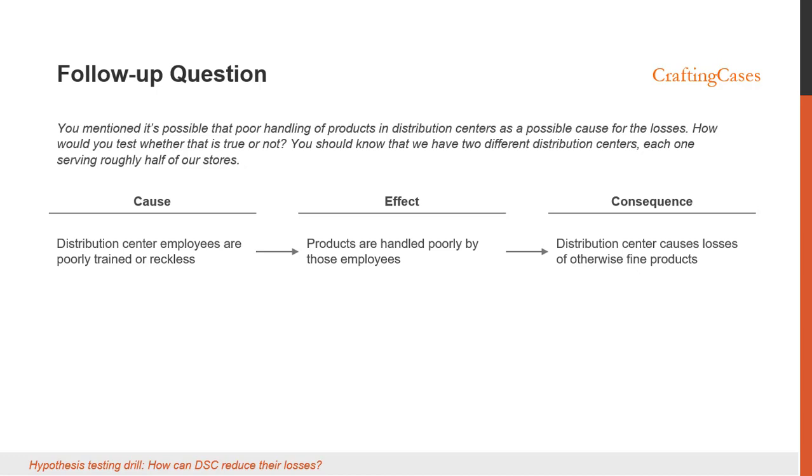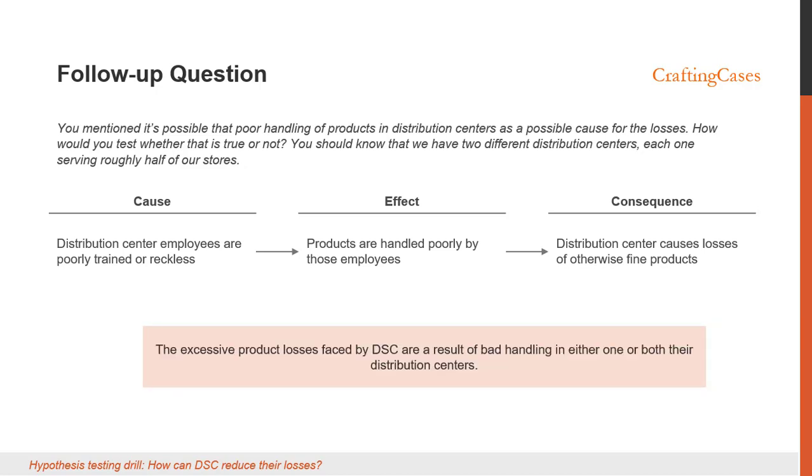And even if you decide not to show this first part to the interviewer, the second part of this step is crucial, and I would definitely recommend that you show it to the interviewer, which is stating the sentence of the hypothesis you want to test. And the one here would be: the excessive product losses faced by drugstore chain DSC are a result of bad handling in either one or both of their distribution centers.